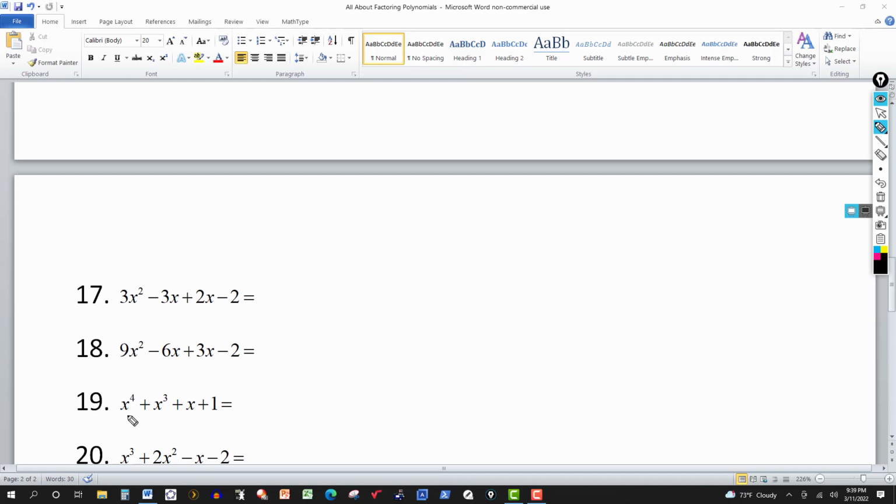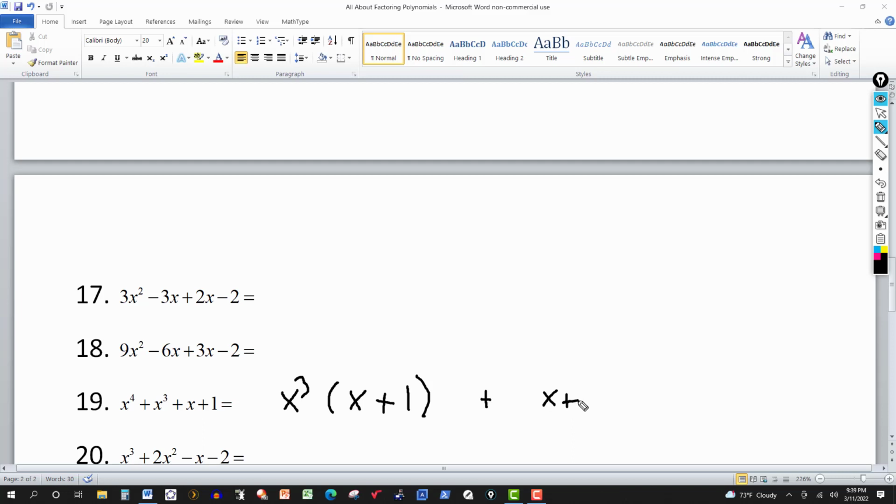Number 19, I have x to the fourth. So we're grouping these two together. Let's take out an x squared out of that one, or I should say x cubed. Take an x cubed out of that, we're left with x. Remember the x cubed has a coefficient of 1, so if I take out an x cubed, that leaves you with a 1 there. Plus, okay, we got x plus 1.